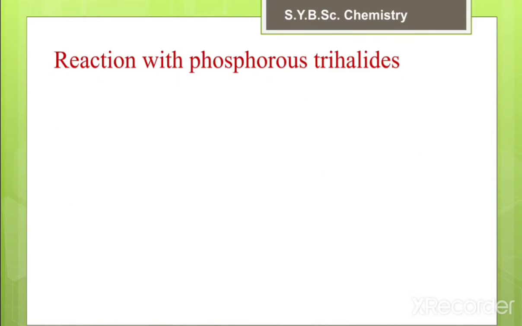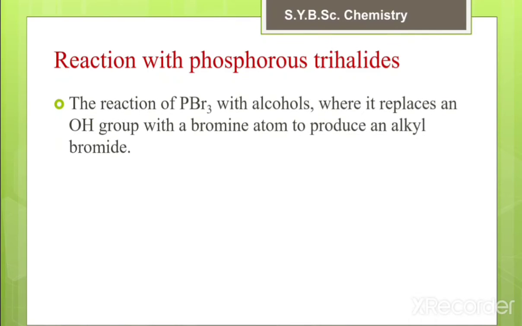The next point, reaction with phosphorus trihalides. The reaction of PBr3, that means phosphorus trihalide, with alcohol, where it replaces an OH group with a bromine atom to produce an alkyl bromide. And all three bromides can be transferred, although certain alcohols undergo rearrangement during the replacement of OH by X, and this tendency can be minimized by the use of phosphorus trihalides.